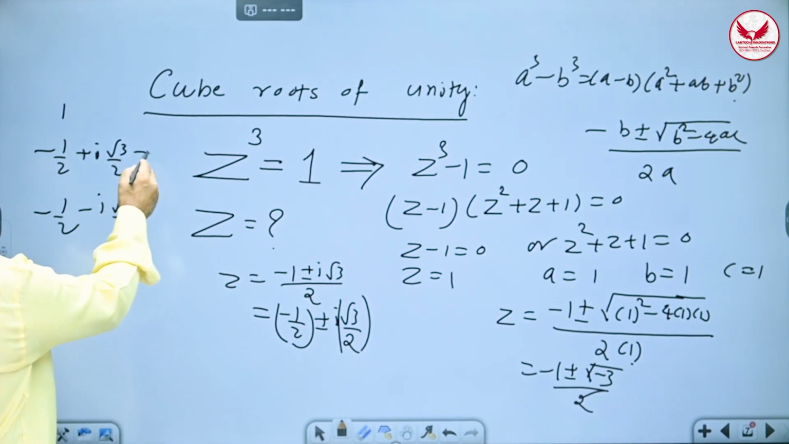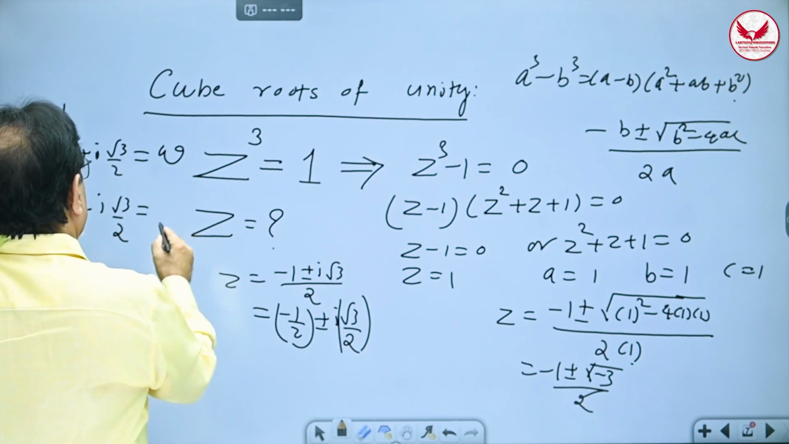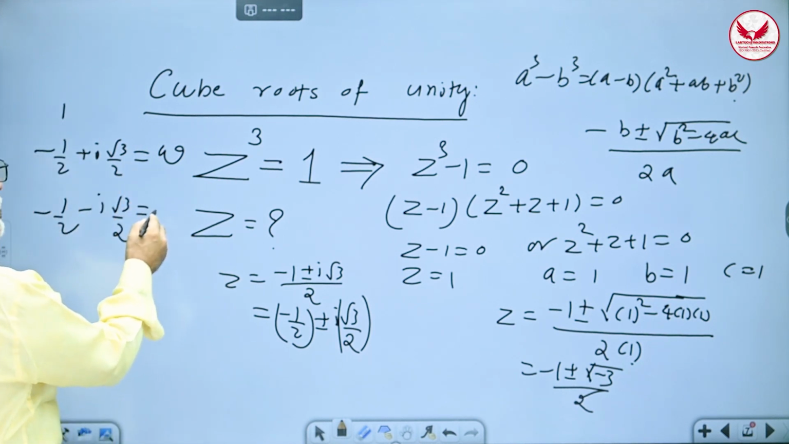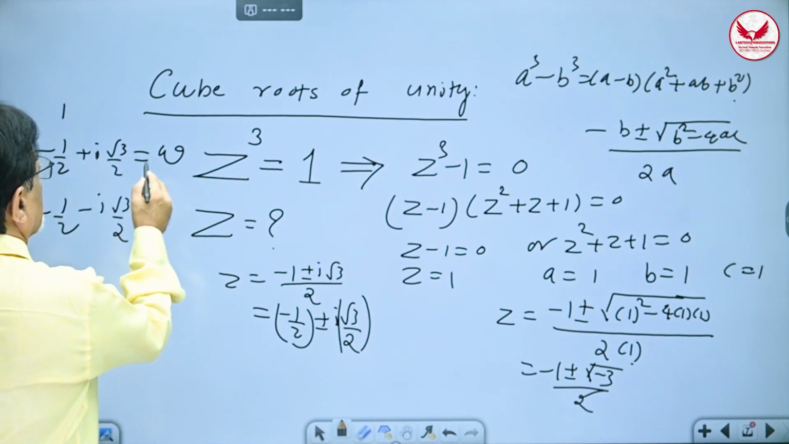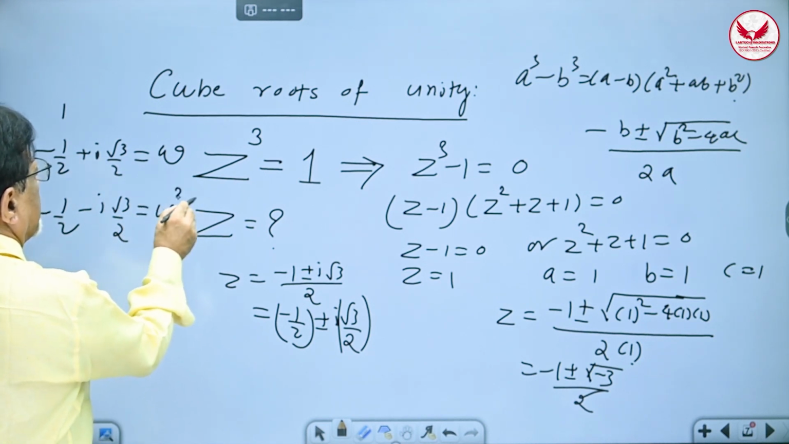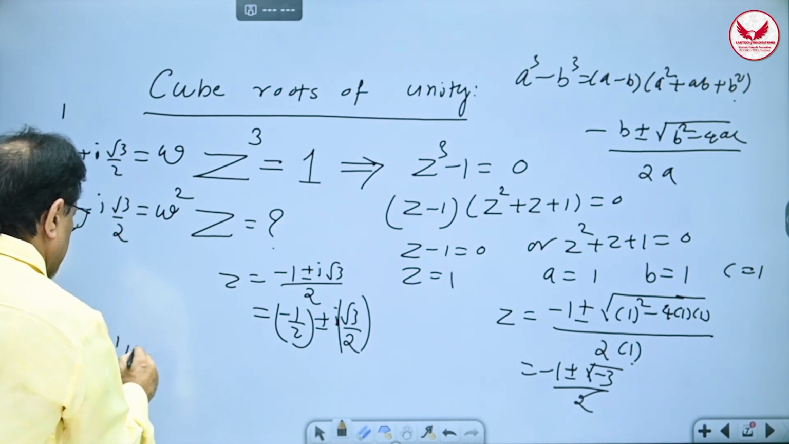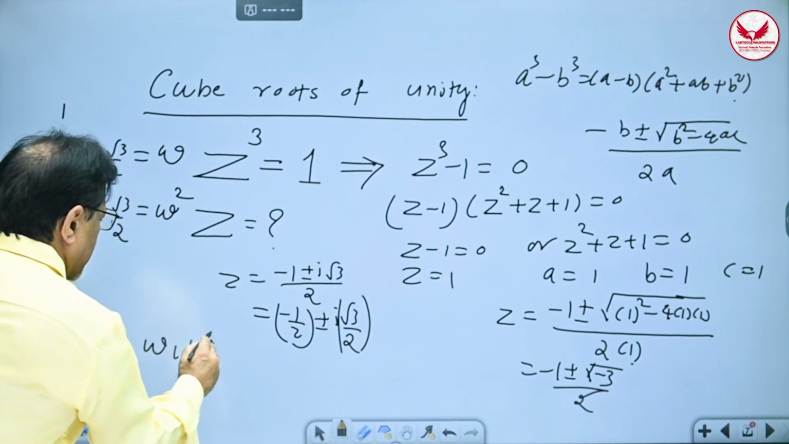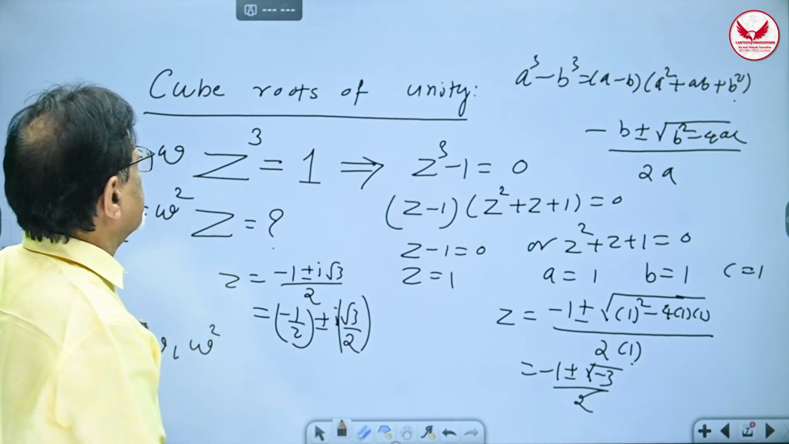Generally, this is denoted by a letter called omega. This is actually omega bar, because it is the conjugate. Or I can prove that this is equal to omega square. So therefore, the three roots of unity are denoted by 1, omega and omega square. And I can show you that the square of this is this.